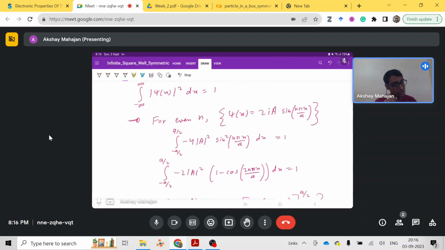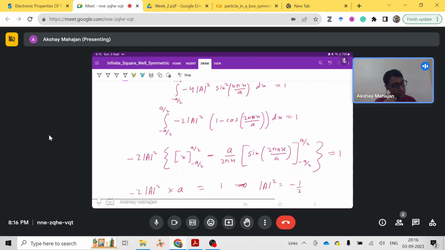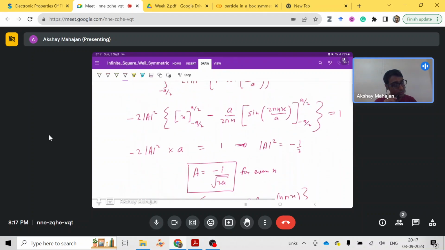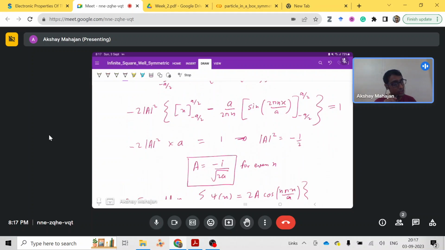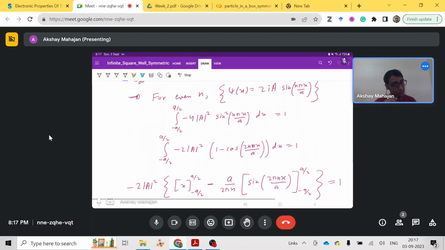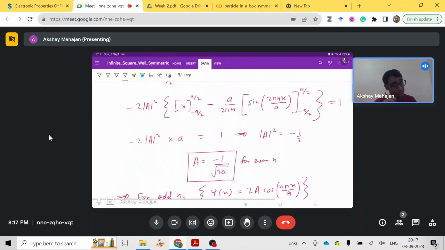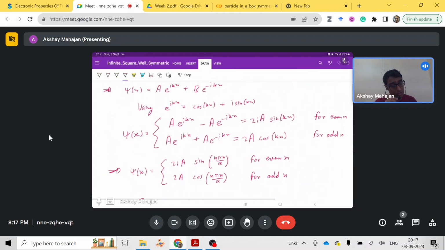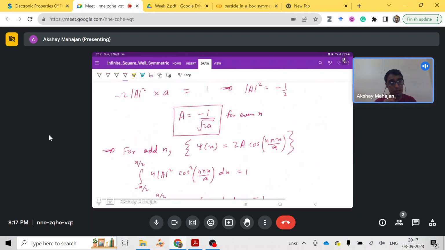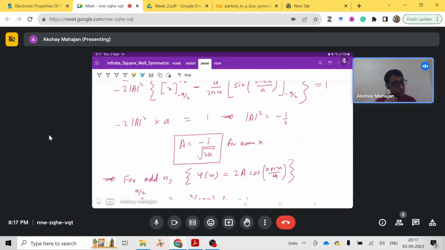Using the normalization condition for even n, we can find our A. So mod of A square for even n comes as 1 by 2, and we have to choose A such that our solution, 2 iota A times sin of n pi x by a, is real. Our wave function has to be real. So we will choose A as minus iota by under root 2 by a, which satisfies the mod A square condition we get from normalization.